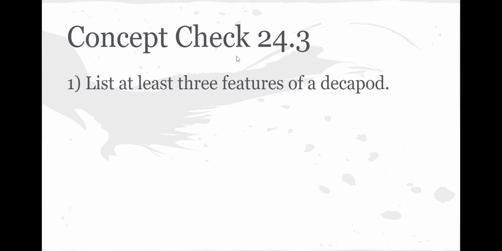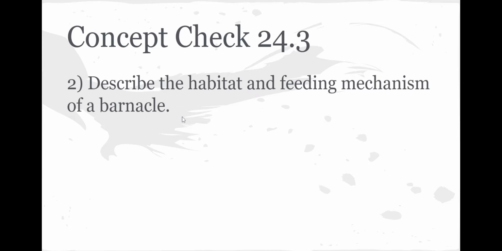Number 1, list at least 3 features of a decapod. You can go back to the decapod section if you need to. Again, that's a lobster, crayfish, those kinds of things. Number 2, describe the habitat and feeding mechanism of a barnacle. They're a little bit different in their method of getting food. The decapods and isopods and copepods swim around and gather and capture food. The barnacles do it a little bit different way.